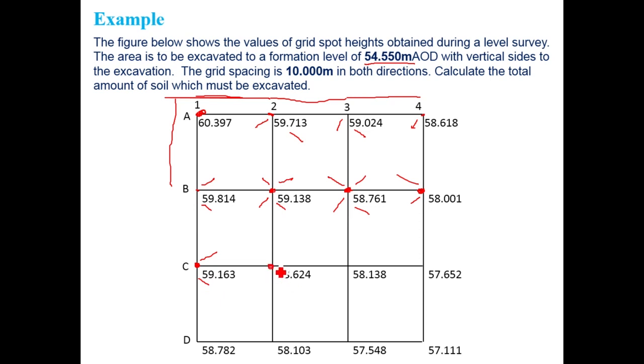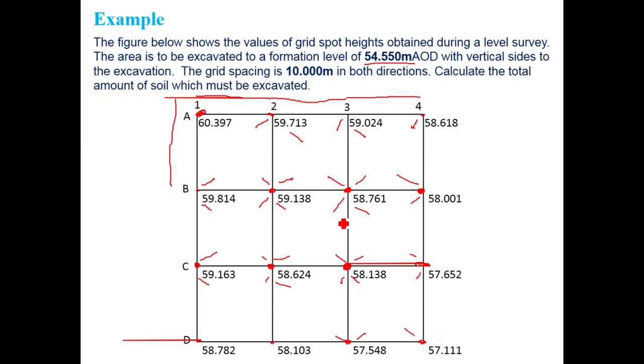The weight of C2, we have 1, 2, 3, 4 squares, so it would be 4. For C3, the same. How many squares do we have around C3? We have 1, 2, 3, 4, so its weight would be 4. And here for C4, the weight would be 2. For D1, its weight is 1. For D2, its weight is 2. For D3, its weight is 2 as well. We have 2 squares around D3, 1 and 2. And for D4, we have just 1 square around, which is this square.